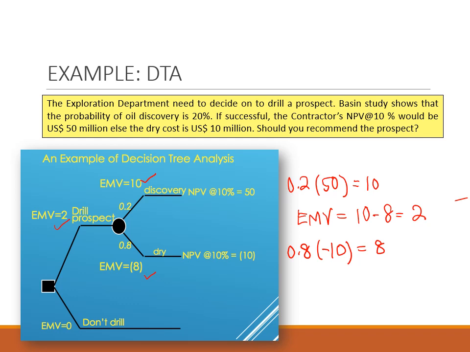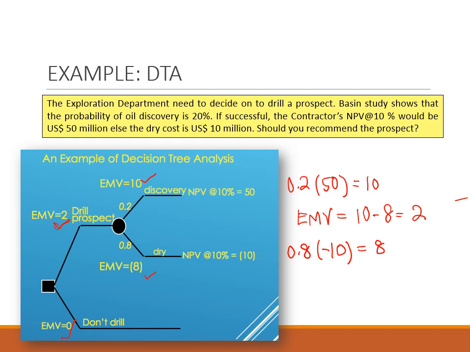Now, what about if you don't drill? If you don't drill, that means you don't have any monetary values. You didn't pay for anything. You didn't do anything. Therefore, you don't get anything. So therefore, your EMV is 0. So now you can decide whether you should drill or not, since this EMV is 2 and it's greater than 0. So therefore, you recommend that you drill this prospect.